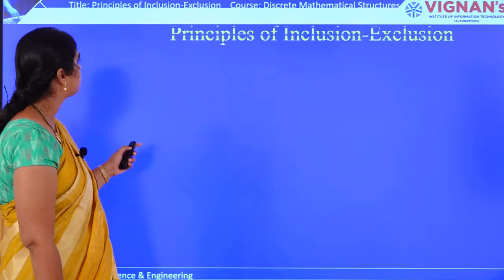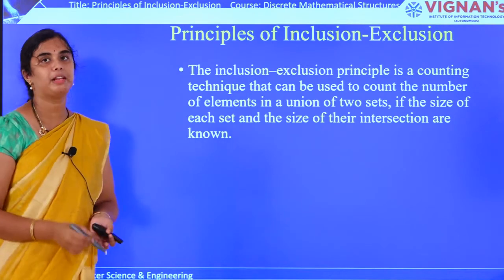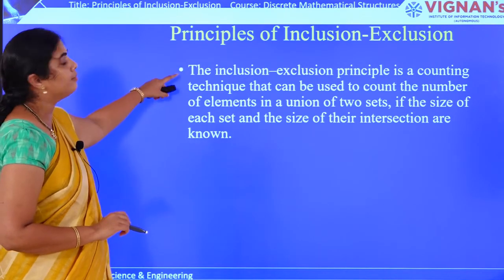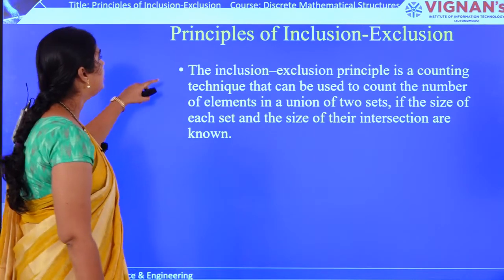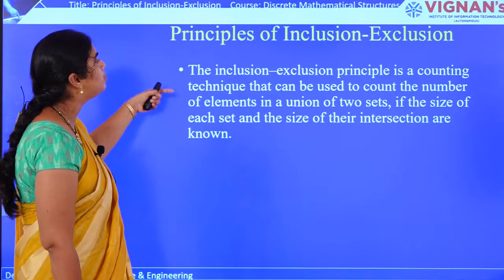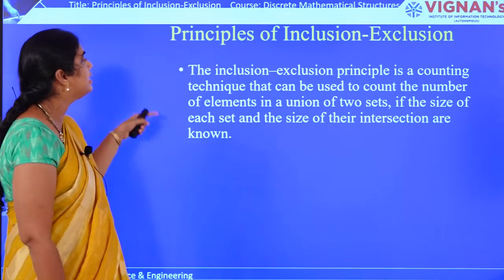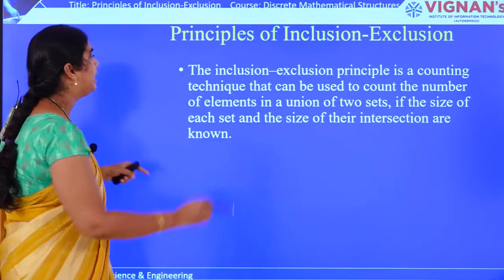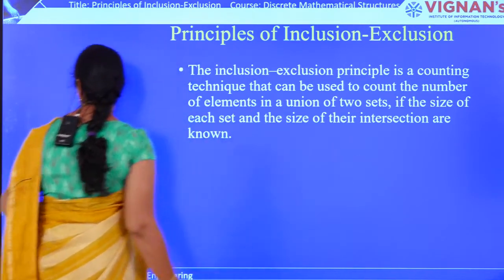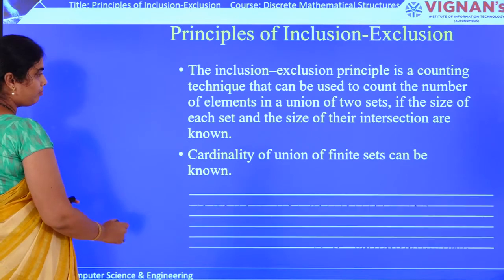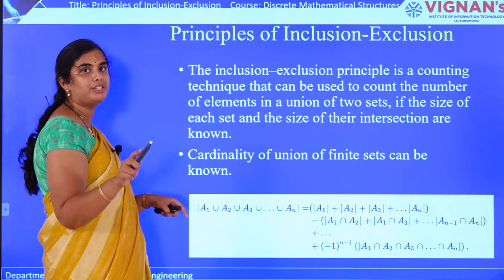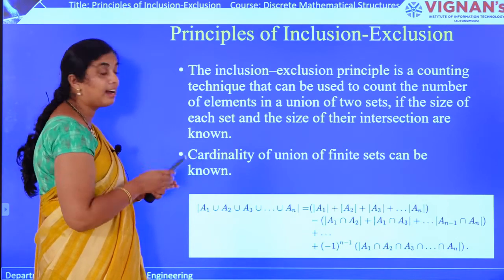So, this is the formula. Next concept will be the principle of inclusion and exclusion. Firstly, let us see the definition. The inclusion exclusion principle is a counting technique that can be used to count the number of elements in a union of two sets if the size of each set and the size of the intersection are known. That means here we need to find the union. I have already mentioned what the cardinality is, right?